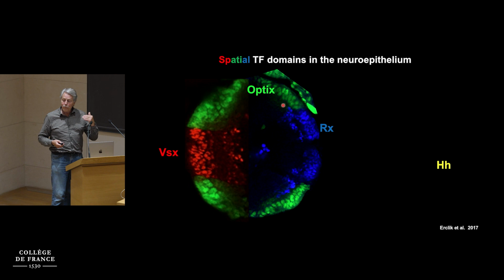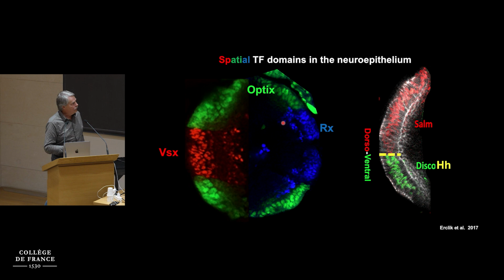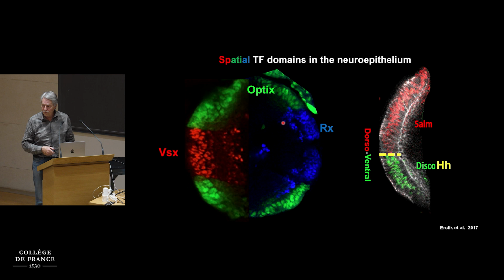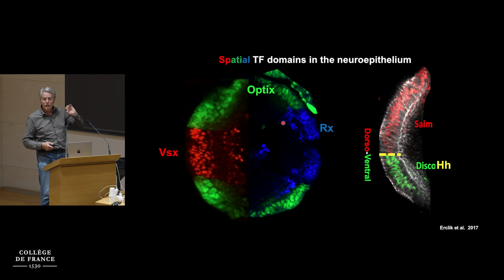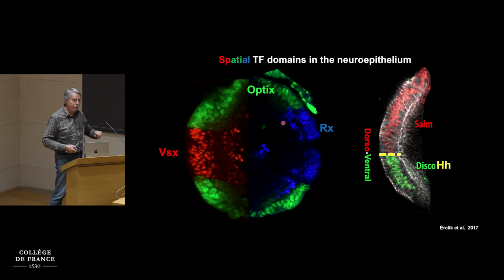This is a crescent-shaped neuroepithelium, and the center is labeled by VSX, then the middle by Optix, the tip by RX, and actually, we can even define the dorsal part and the ventral part, labeled by two different transcription factors, which means you can at least define, in this case, six spatial domains where neuroblasts are going to emerge from and are all going to undergo the very same temporal series from the different domains of expression.